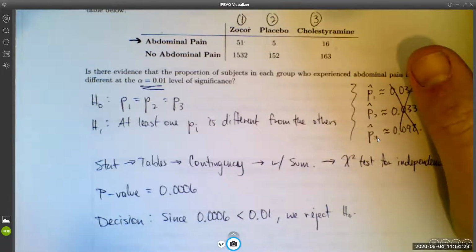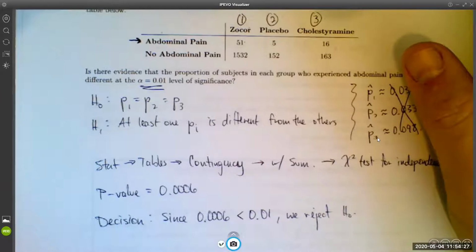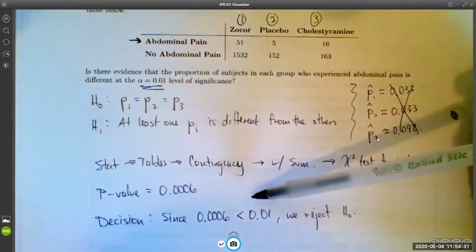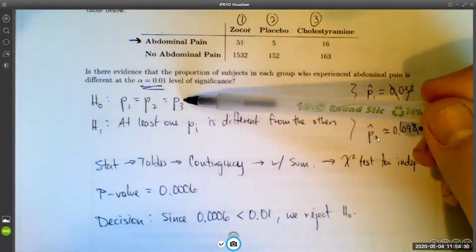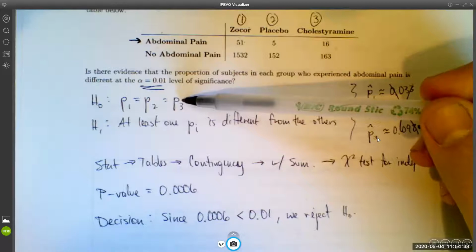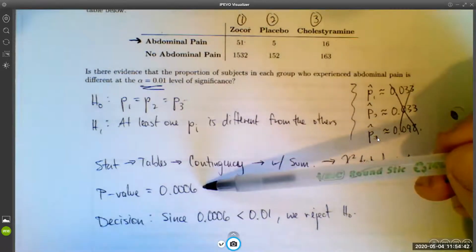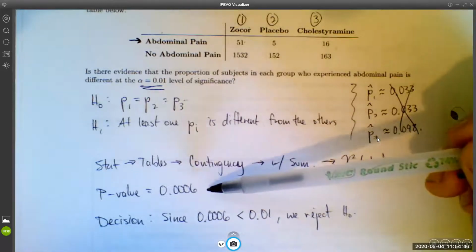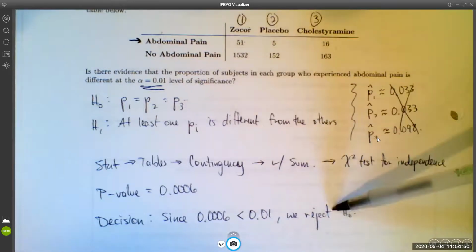In other words, you're so sick of me saying this, I know, but I hope that my voice is in your brain when you're working on these problems in the homework and on the quizzes and on the tests, right? But in other words, what we're saying is that if we assume that all of the proportions are the same, then the probability that we would have gotten these results, 0.0006, which is really tiny, it makes us think that maybe this assumption is not true. So we reject it, okay?